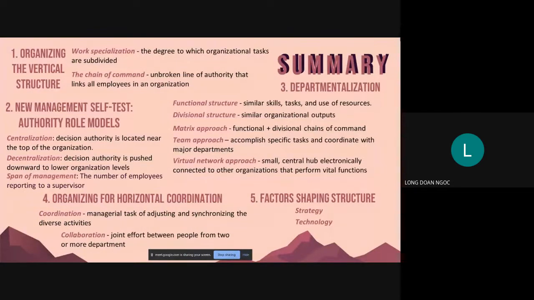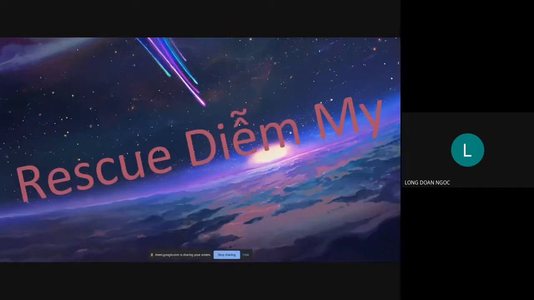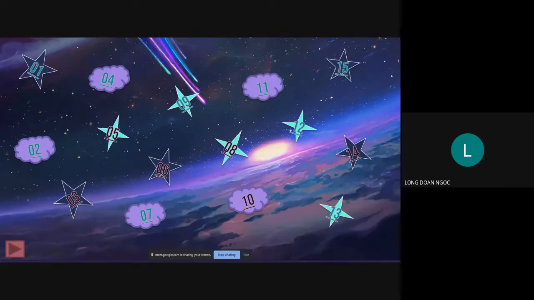Okay, so let's sum up what we've been learning in a game which we call Rescue Yimei. We'll give you 15 numbers representing 15 questions in which there will be two special presents. The present will be given to the lucky team when we study offline. Each question will be validated by a respective keyword. Let's divide our class into 9 teams, like your project group. You will participate in this game in order from team 1 to team 9.